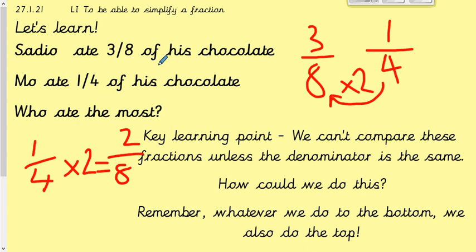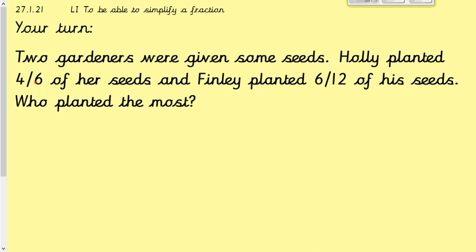So Sadio ate 3/8, Mo ate 2/8 of his chocolate. Therefore, Sadio ate the most because he ate 3 parts of his 8 pieces of chocolate, and Mo ate 2 parts of it. So hopefully that made sense. Now it's your turn to have a go at it.